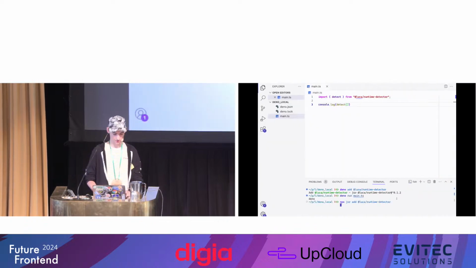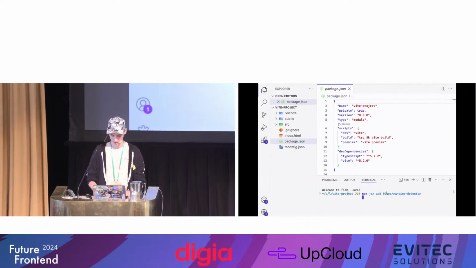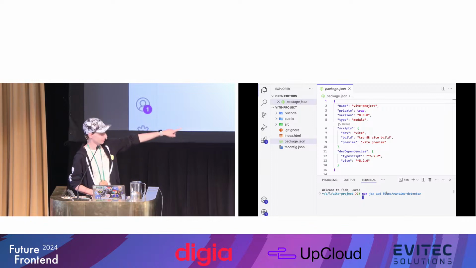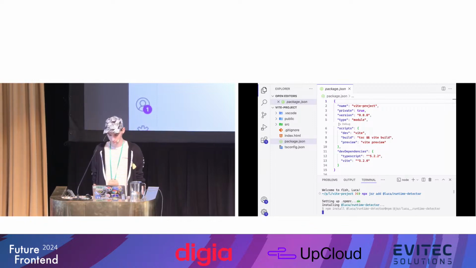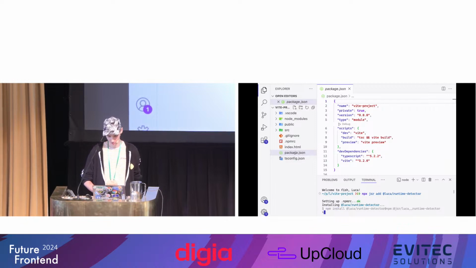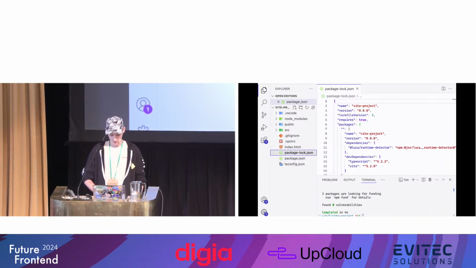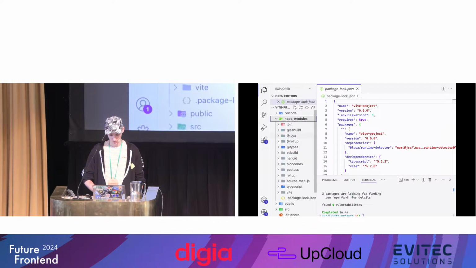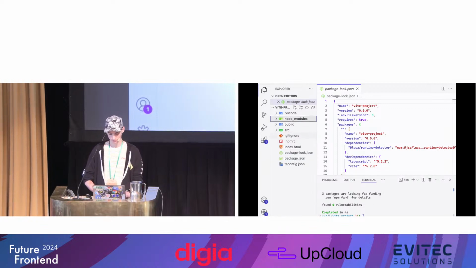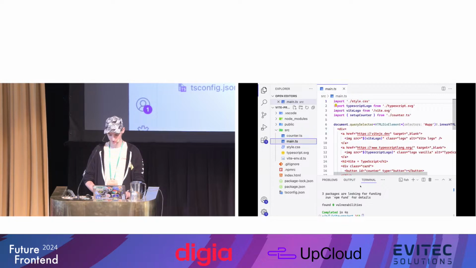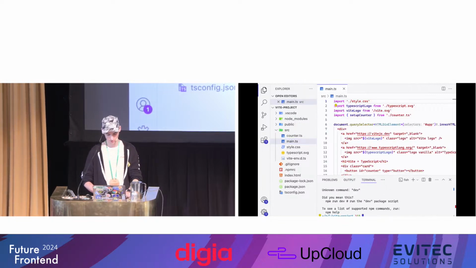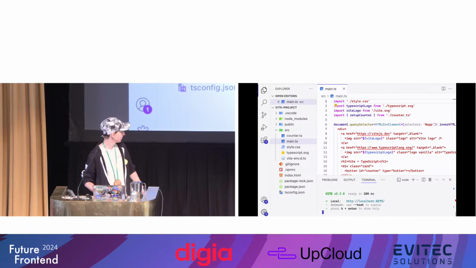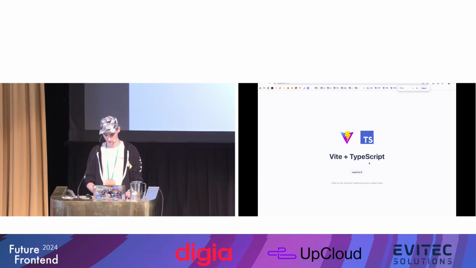npx jsr. Oh. Wrong project. npx jsr add luca runtime detector, press enter. And this is installing, and you can actually see it's using npm install under the hood. And my node modules folder now has my package inside of it. And if I head into this Vite project, actually let's start it up first. npm run dev. Vite's running. Let's see that it's actually running. It is.